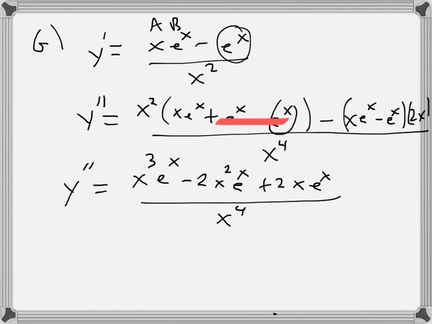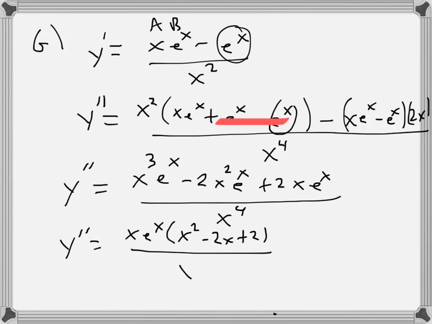So I guess I can cancel an x out of everything because I see it in every term in the numerator. The way that works is I'll factor x e to the x from the top, and that gives me x squared minus 2x plus 2, over x to the 4th. Now I can cancel that x with one of those and make that a 3.